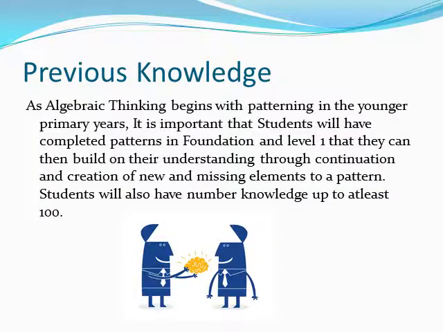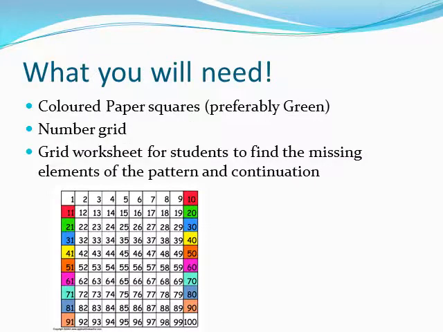As algebraic thinking begins with patterning in the younger primary years, it is important that students will have completed patterns in Foundation and Level 1 so that they can then build on their understanding through continuation and creation of new and missing elements to a pattern. Students will also have number knowledge up to at least 100.